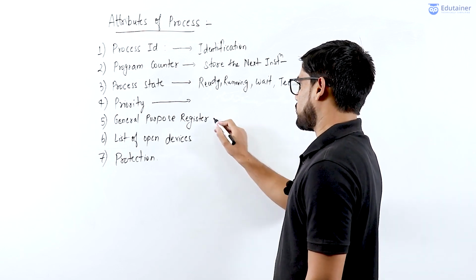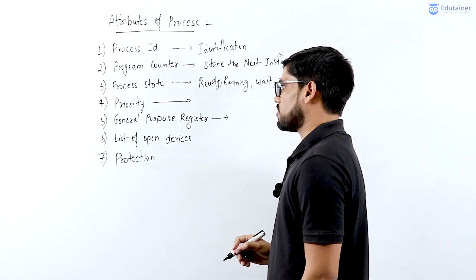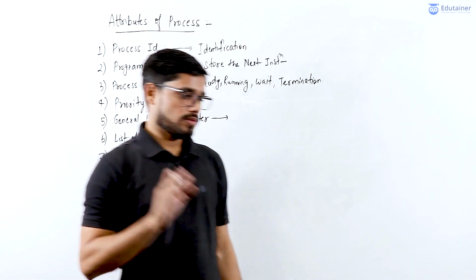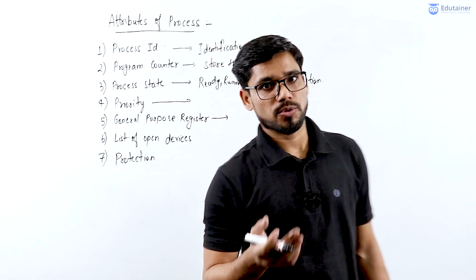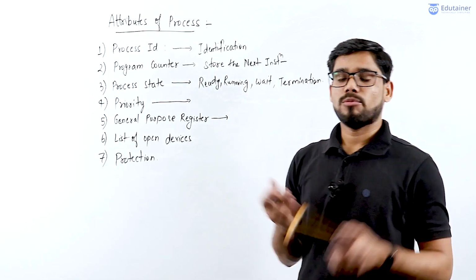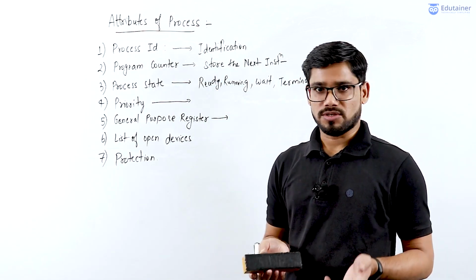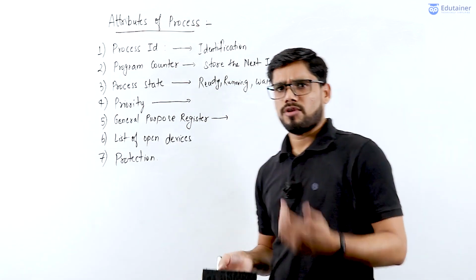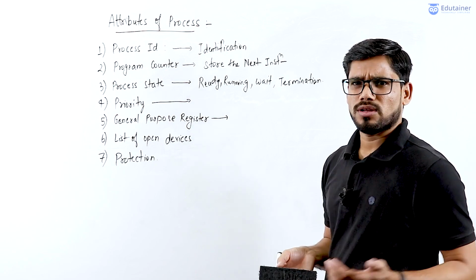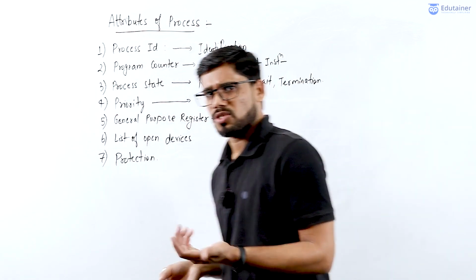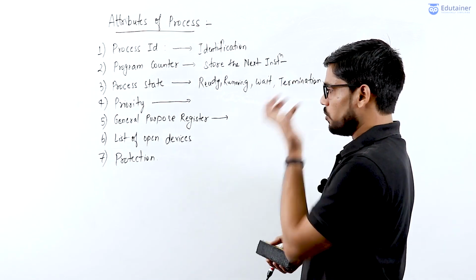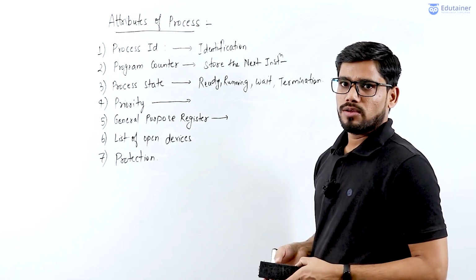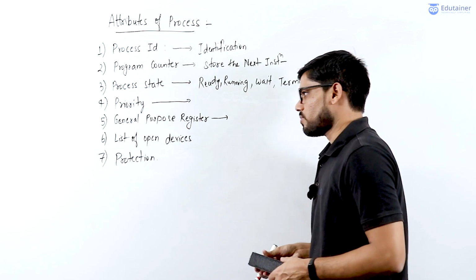Next one is general purpose register. General purpose registers are used to store the values of a process. For example, a process computes some value, then it will be stored in a general purpose register, and any process can use these general purpose registers. It is free. I think there are a total of 32 general purpose registers used in a computer, and all these general purpose registers can be used by various processes.